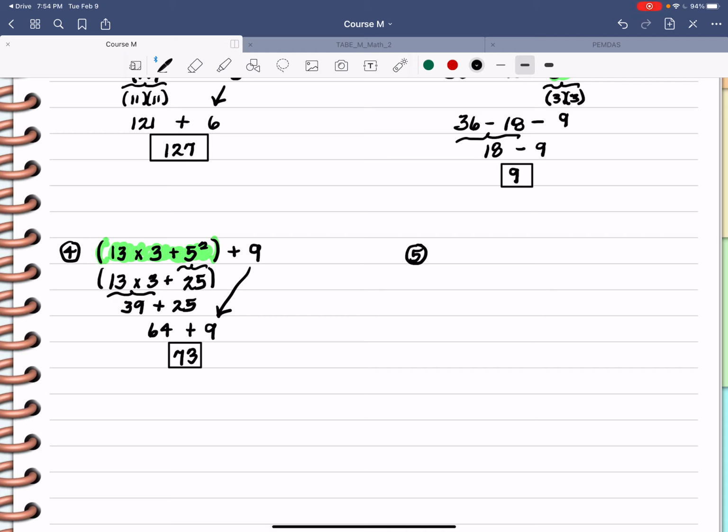Number 5. Be careful with this one. I have 41 minus 3 squared, and I forgot to open parentheses in front of that 41, minus negative 1 plus 5 in parentheses, and then close parentheses. If you need to stop the video, go ahead and stop it to get this one nailed down.